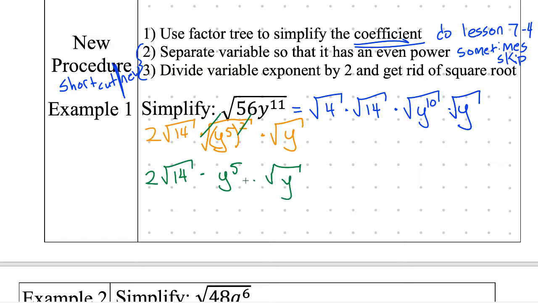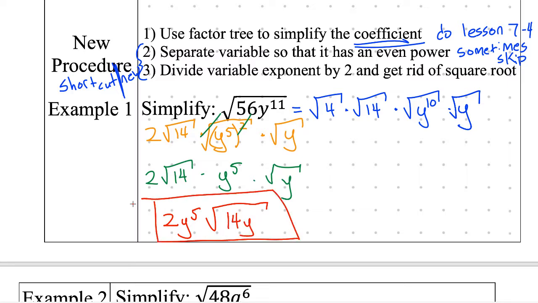And then I'm going to combine all my square roots and my non-square roots for my final step. And I'll say I have a 2y to the power of 5 out front, and then the thing that's underneath this radical symbol is 14y, and I box my answer.